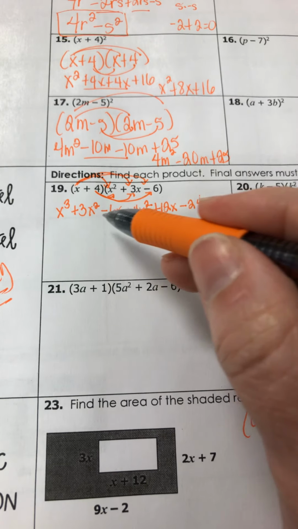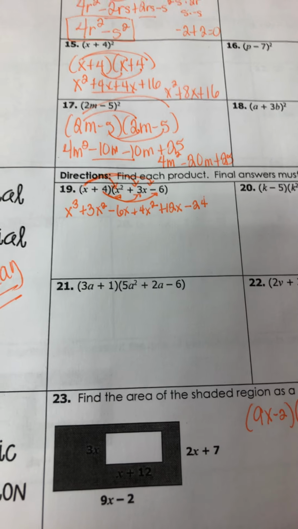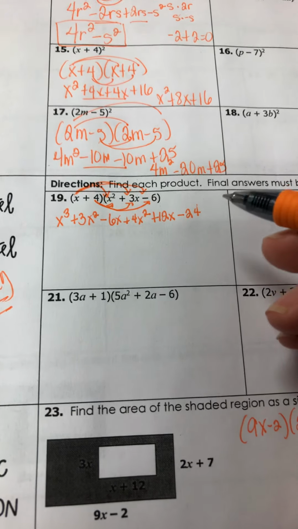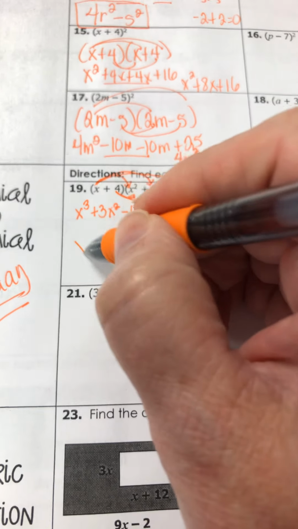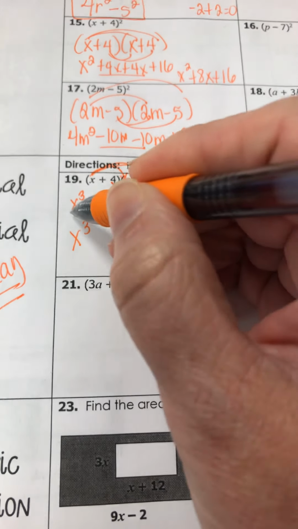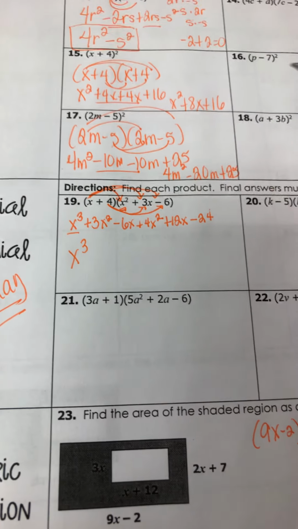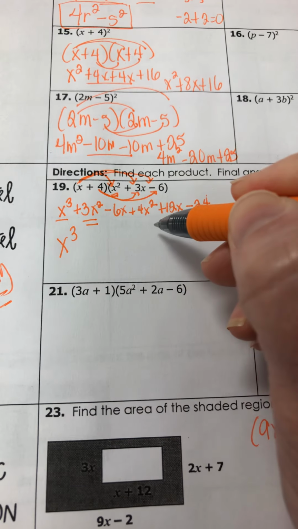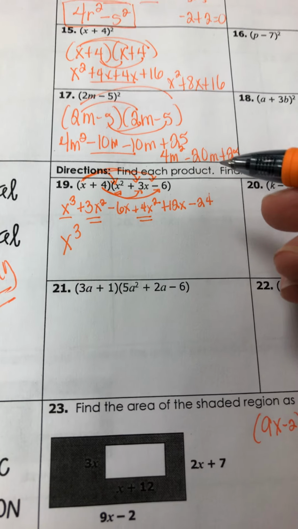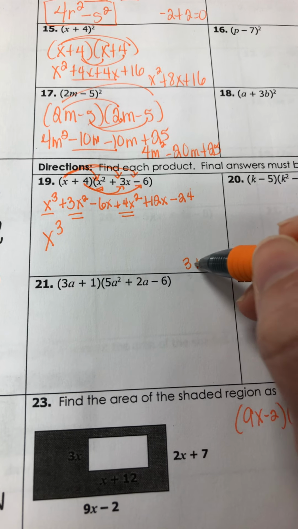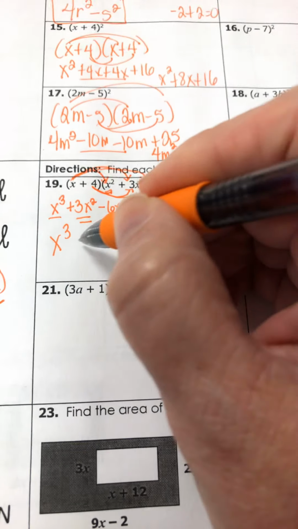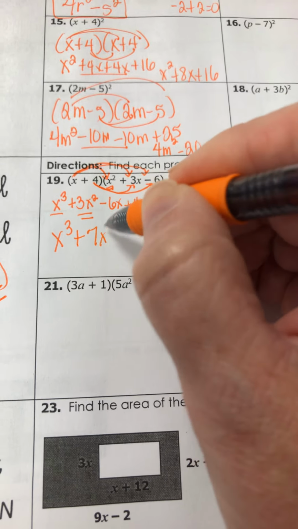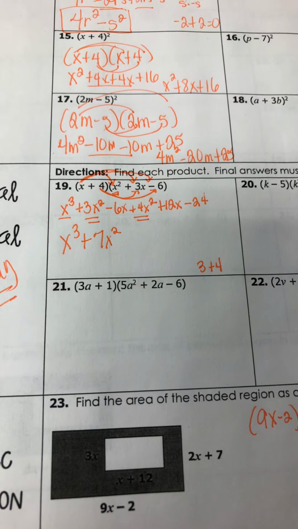Now I need to take all of these and combine my like terms. So I notice my largest exponent is x to the third, so that's where I need to start. But there's only one of them, so I'm done. Now go to your squares. I've got positive 3x squared and I've got positive 4x squared. Let's take the 3 and the 4 and add those together, and that's going to give me positive 7x squared.